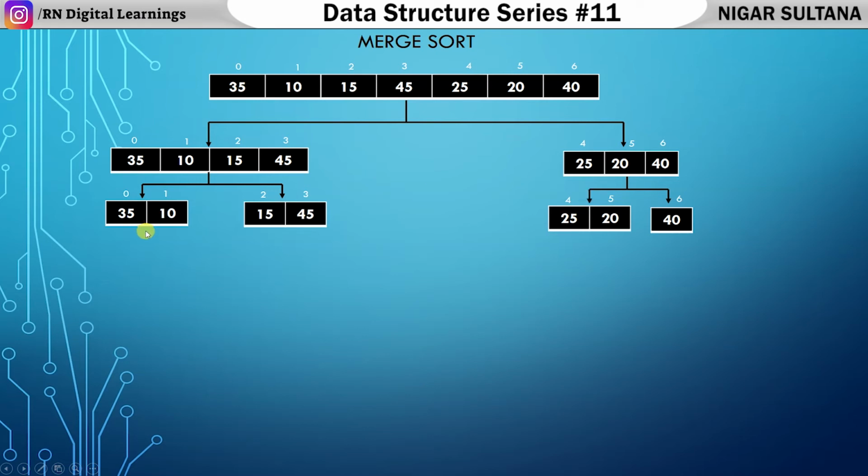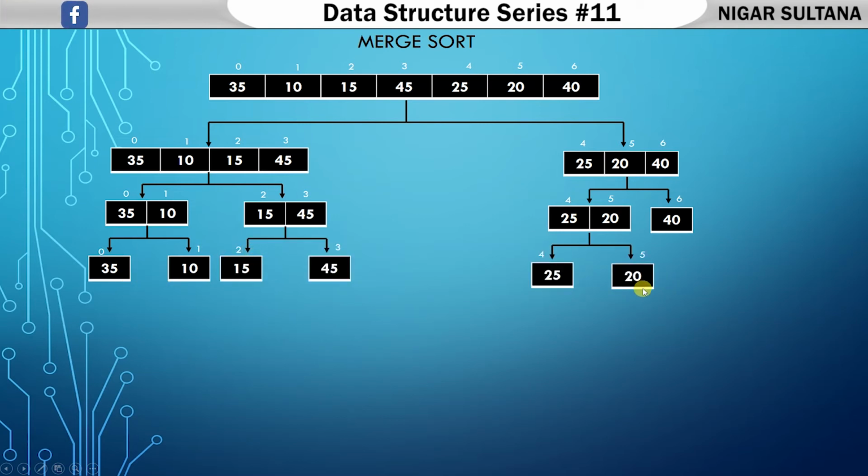Again these subarrays will be subdivided further: 35, 10, 15, 45, 25, 20. So the first step is done. We have divided the sequence into two equal parts. Now we recursively solve these subarrays and merge. Let's see the procedure. We will compare 35 and 10. We have already divided into the smallest subarrays. Further we cannot divide, because 35 is one element, 10 is one element, and 15, 45 are all individual elements.